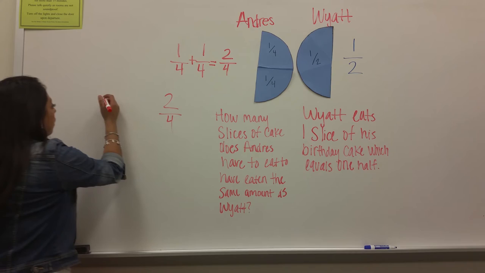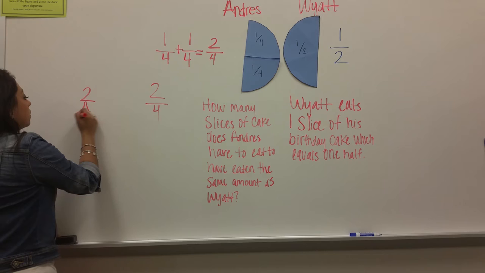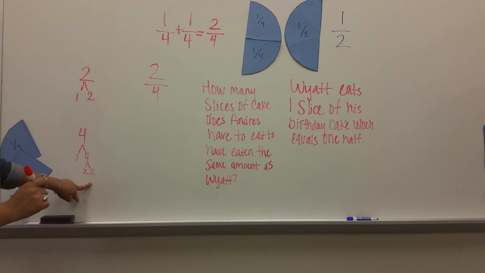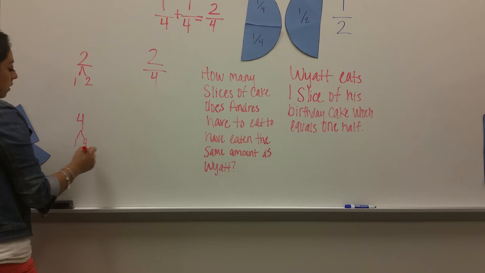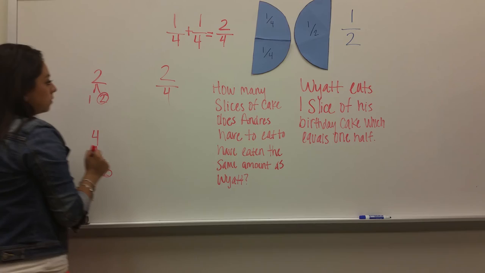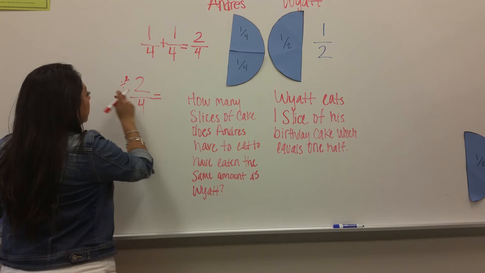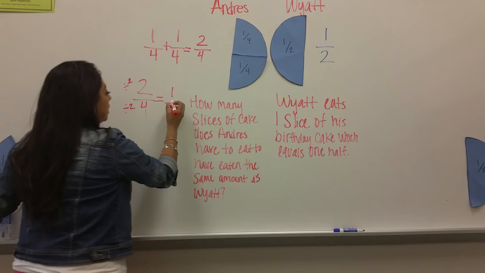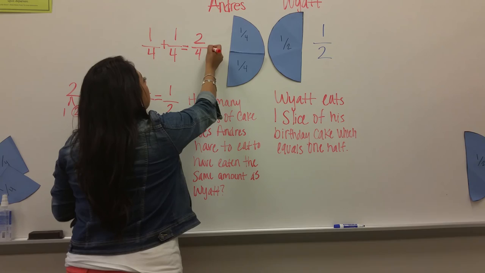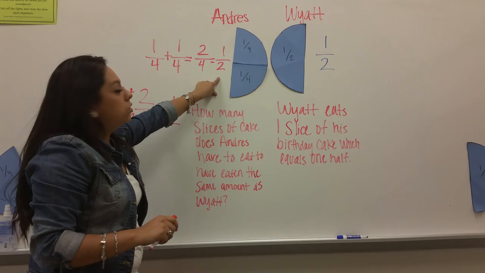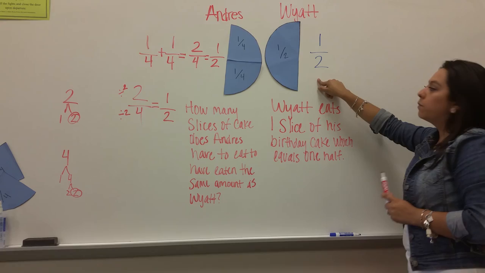We'll go over here and find the least common factors. 1 times 2 is 2, and for 4, you get 1 times 4, which is 4, and you break it down to 2 times 2. You see that 2 and 2 down here are matching, so the least common factor would be 2. Now we divide the numerator and the denominator by 2. 2 divided by 2 is 1, and 4 divided by 2 is 2. So Andres's 2 slices equals 2/4, and after you simplify it, you get 1/2. So we see that Andres's 2 slices is equivalent to Wyatt's 1 slice that equals 1/2.